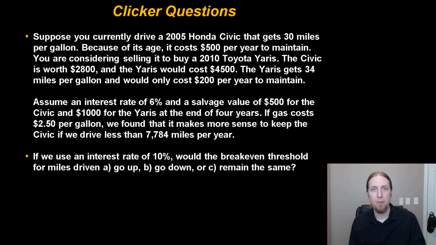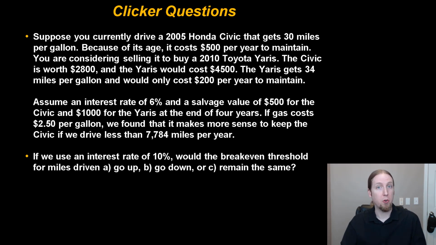Okay, so if we use an interest rate of 10% instead of 6%, that effectively means that we are discounting future benefits more than we were before using the 6% rate. That means that because the benefit of the Yaris is in the future from the fact that we are saving money on gas and saving money on maintenance and get a larger salvage value at the end, all of those future benefits are now discounted more than they were before. And so to make up for that, we need to drive more. So the break-even threshold for miles driven is going to go up.